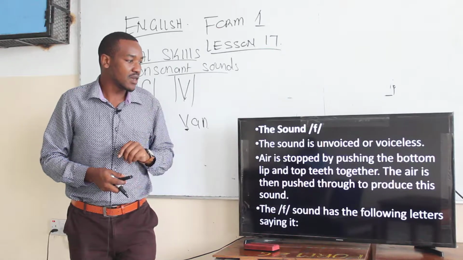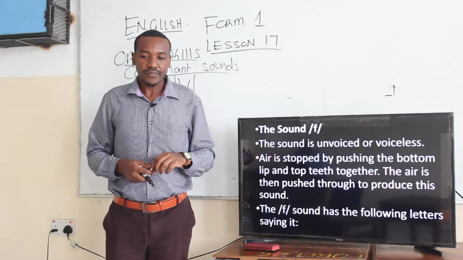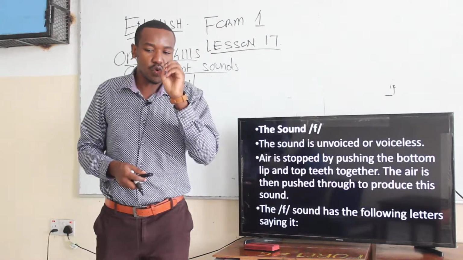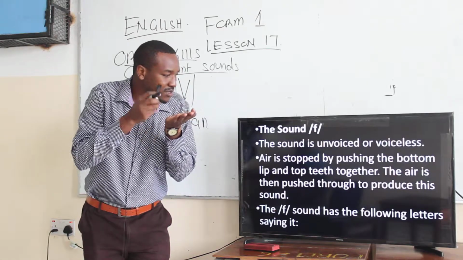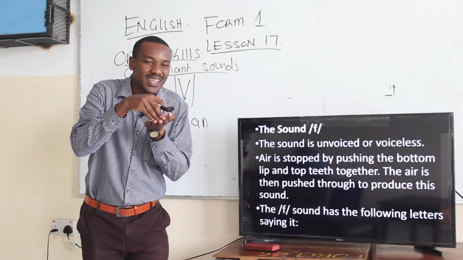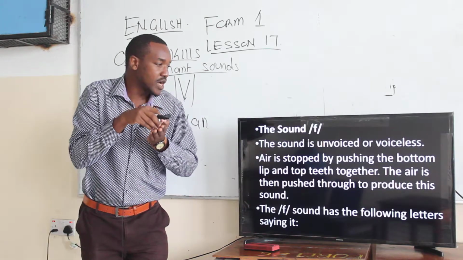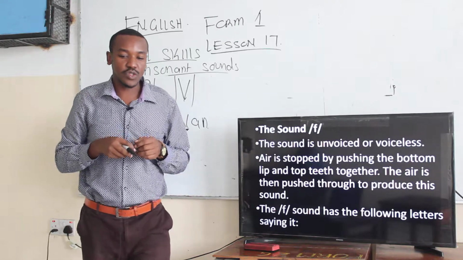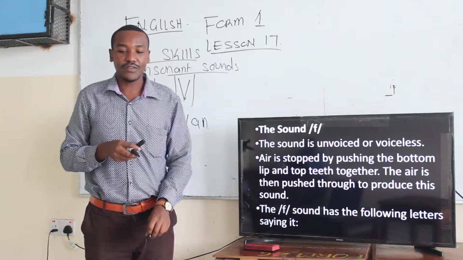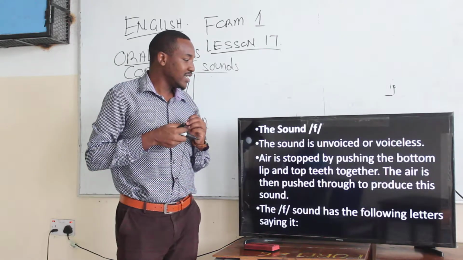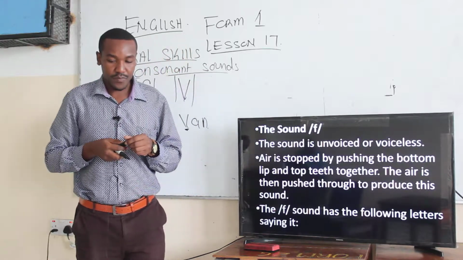Then you can have words like fair, fun, fight, flower, and so on. Now, the air is then pushed through to produce this sound. The moment the lip touches the upper teeth, the air is pushed out, and then you produce that sound. So the F sound has the following letters that we can say it with. Let's look at the letters that are there.